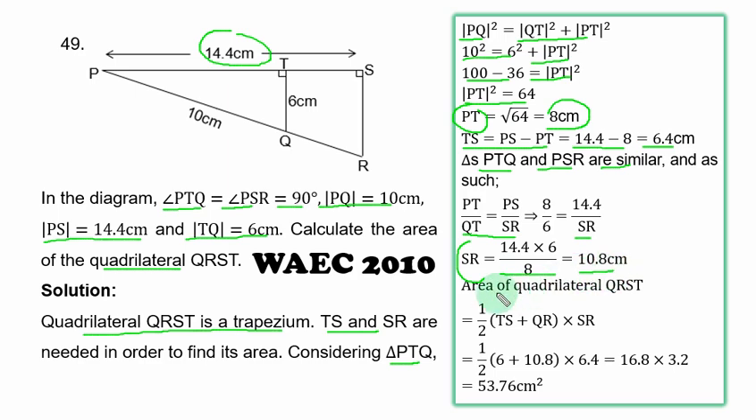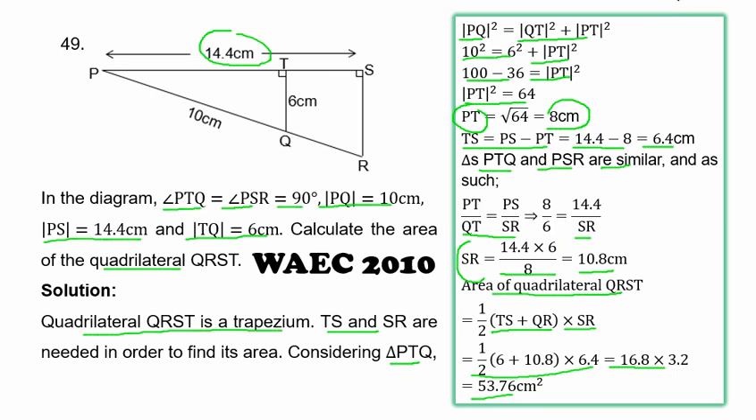Therefore, area of quadrilateral QRST is equal to 1/2 times sum of parallel sides times height. When you replace the various sides with what they stand for, you have it in this form. And this, when you multiply, you have 53.76 square centimeters.